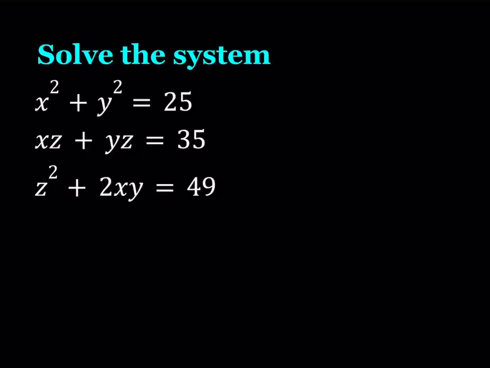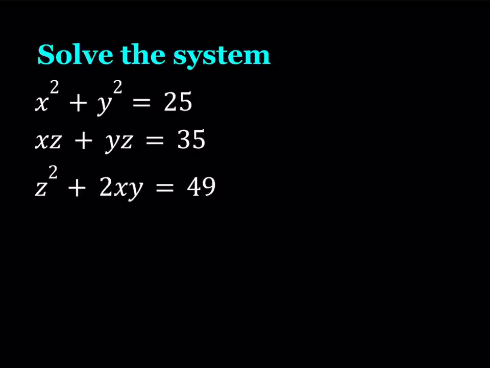Hello everyone. In this video we're going to be solving a system of equations. We have a polynomial system: x squared plus y squared equals 25, xz plus yz equals 35, and z squared plus 2xy equals 49. So I'm going to be manipulating these equations so that we can get something nice from here.